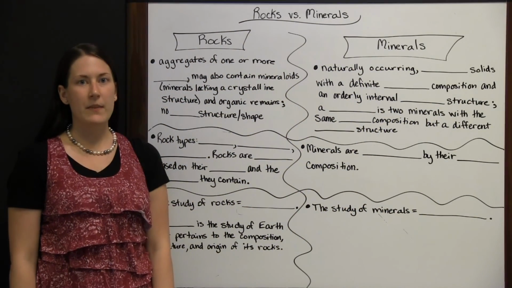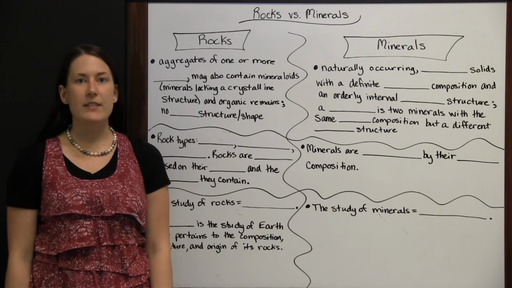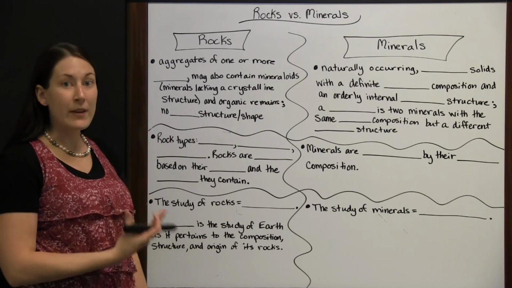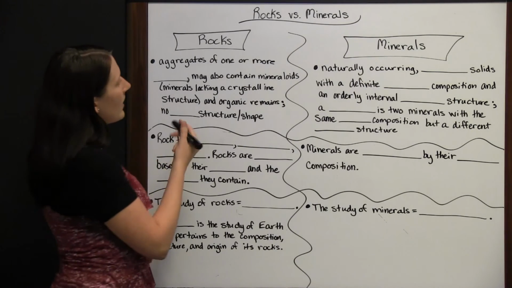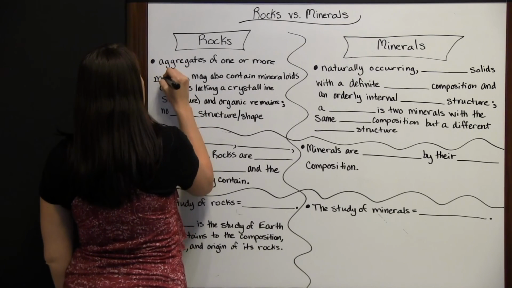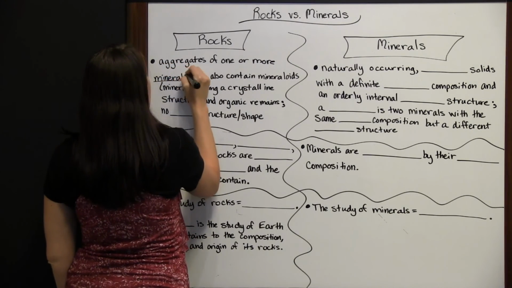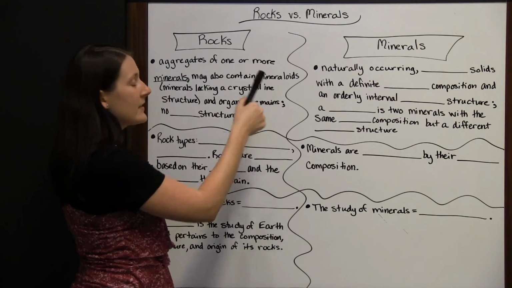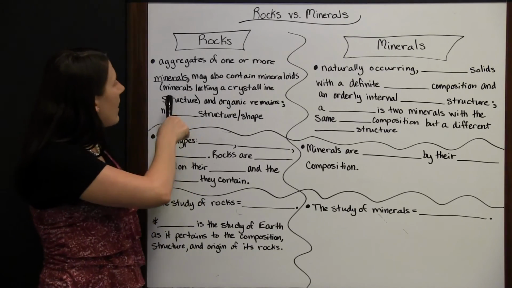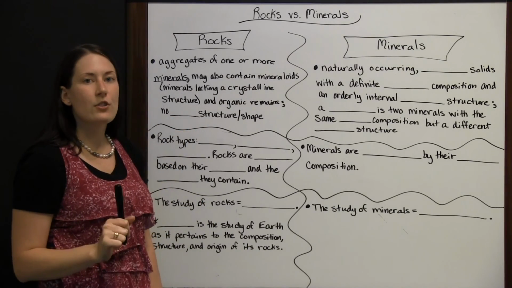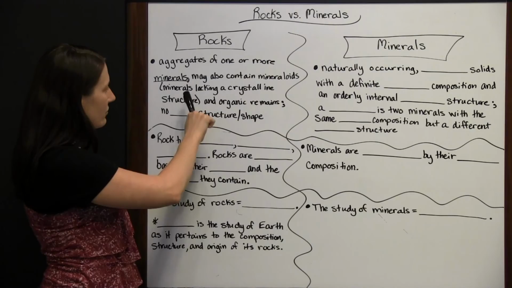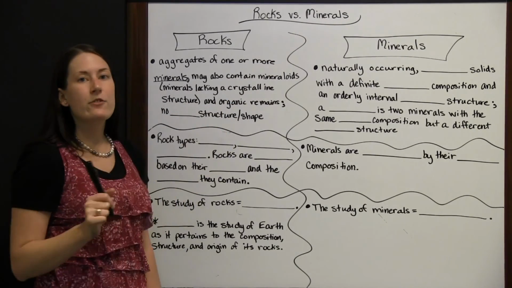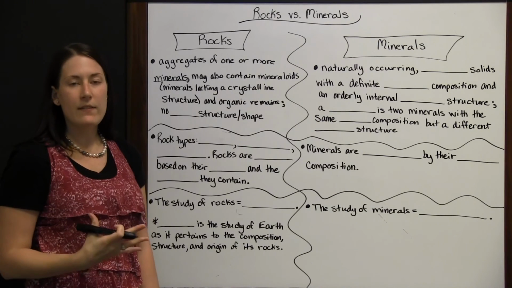Rocks versus minerals. Let's look at a side-by-side comparison of rocks versus minerals so you can see the difference between the two. Rocks are aggregates of one or more minerals, and they may also contain mineraloids and organic remains. Now, mineraloids are minerals lacking a crystalline structure, so they don't have a definite crystalline structure. And organic remains are going to be anything that came from a living thing.